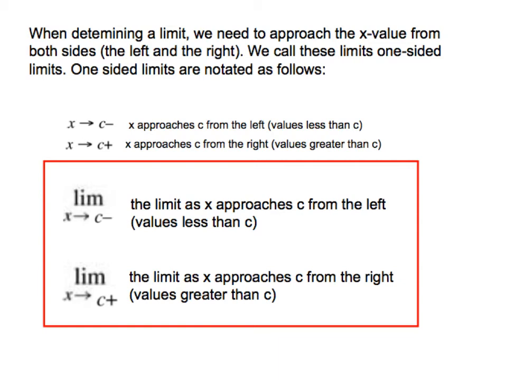So this is what I've been talking about, but here's some notation. When determining a limit, we need to approach the x value from both sides, left and right. We call these limits one-sided limits, and one-sided limits are notated as follows. So x approaches c with that negative sign there, from the left is how you would read it. X approaches c with the positive sign would be from the right.